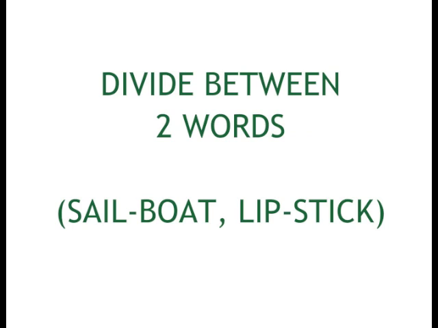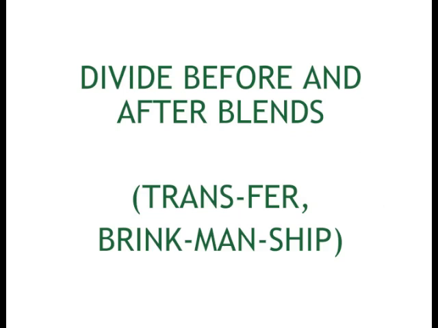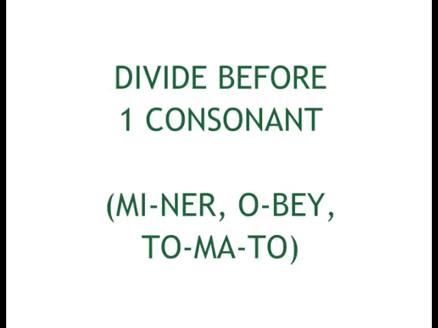Another syllable division rule, divide between 2 words. And divide before and after blends. Again, it's ending in a consonant, so they'll be short. Divide before one consonant, and syllables ending in a vowel are long.